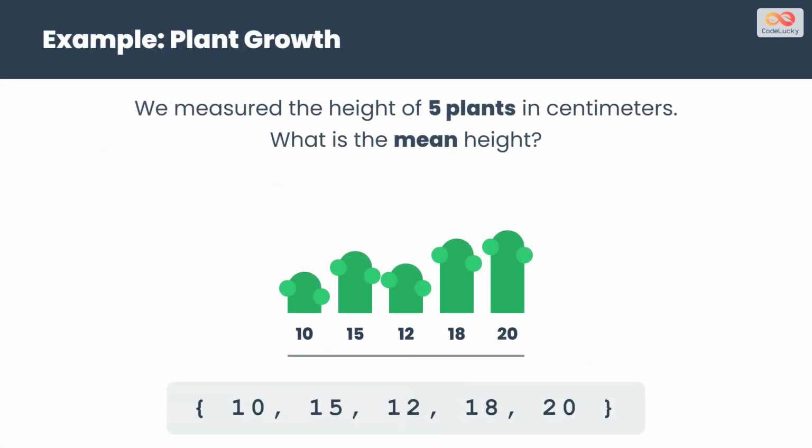Let's apply this to a real example. Imagine we are growing 5 plants and we measure their heights in centimeters. We have heights of 10, 15, 12, 18, and 20. We want to find the mean height of this group.